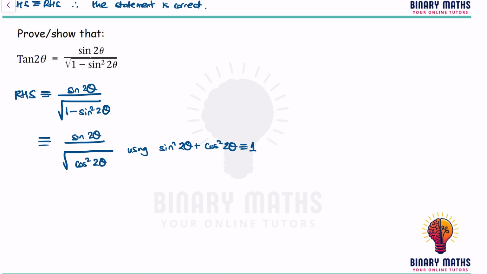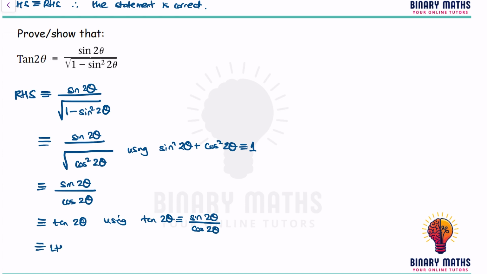is equal to 1. Okay, now when I square root the denominator, I get sine 2 theta over just cos 2 theta. Now because there's no sign in the beginning, we say it's a positive square root. So it's just cos 2 theta. There's no need to put plus or minus there. Don't make that mistake. When there is no sign in front of the square root, it's the positive square root. Okay, sine 2 theta over cos 2 theta is equal to tan 2 theta, using tan 2 theta is identically equal to sine 2 theta over cos 2 theta, which is equal to the left-hand side.